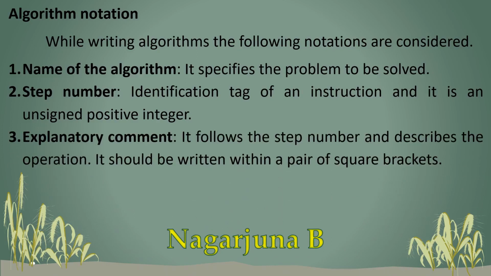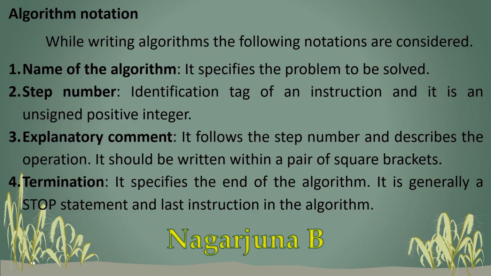And the third one is the explanatory comment, and this one we write after the step number, and it describes the operation. That means it gives the explanation regarding for which purpose or what thing you are going to do in that particular step. That means to clearly explain the instruction which you have written and to make the user understand, you will write the explanation of that instruction, and it should always follow the step number, and it should be written within a pair of square brackets.